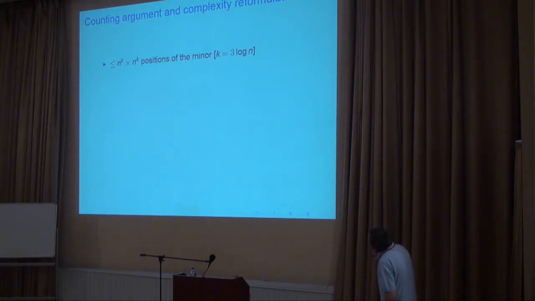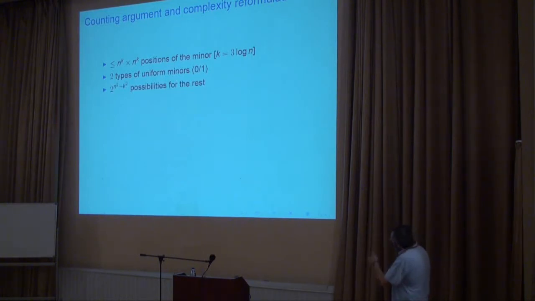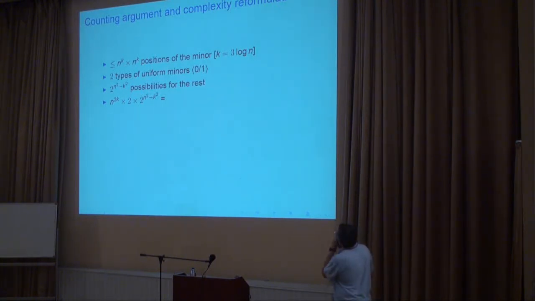Now we keep in mind that k is 3 log n, but there are 2 types of minors: it can be a 0 minor or a 1 minor. And if we know the position the minor occupies and what type it is, then we should count the different possibilities for the rest. There are n squared minus k squared places where we should choose 0 or 1, so we have that many combinations. Now we have to multiply these, and if we do it carefully, n is 2 to the log n, then we have this 2 which is here, and k which is 3 log n, and this times 2 gives 6 log squared n here, and here is n squared minus 9 log squared n. Anyway, here is 6 log squared and there is 9 log squared, so we get something less than the total number of matrices.